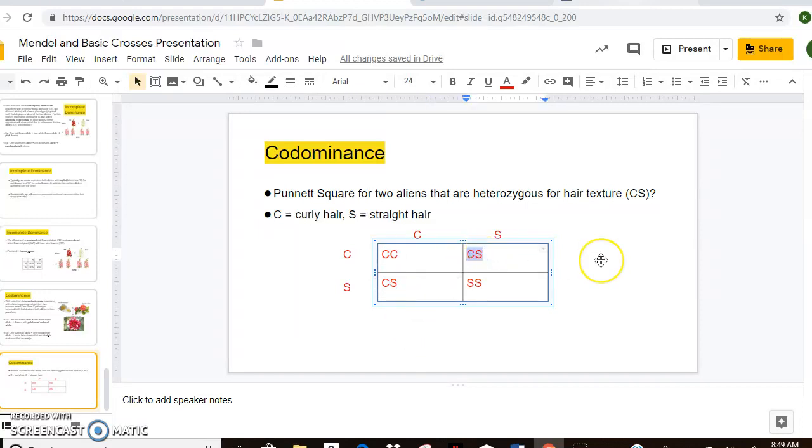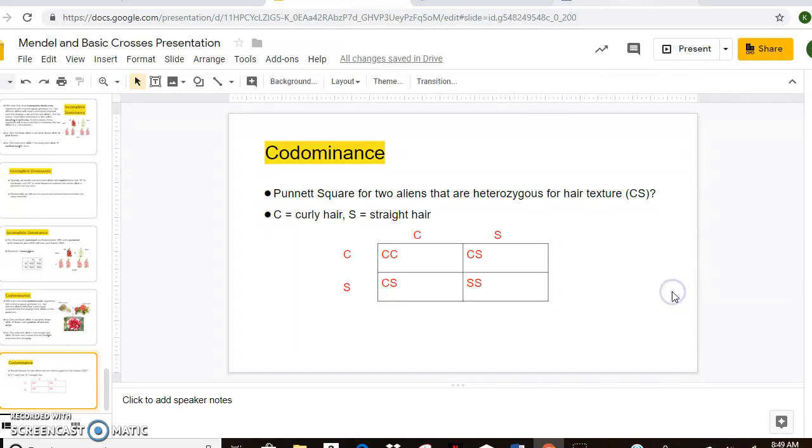50%, so 2 out of their 4 potential offspring, will have a mixture. So they'll have some hairs that are curly mixed in with some hairs that are straight. And then 1 out of the 4 offspring, or 25%, are going to have the genotype SS for totally straight hair. Okay, that's it for this video. Thank you.